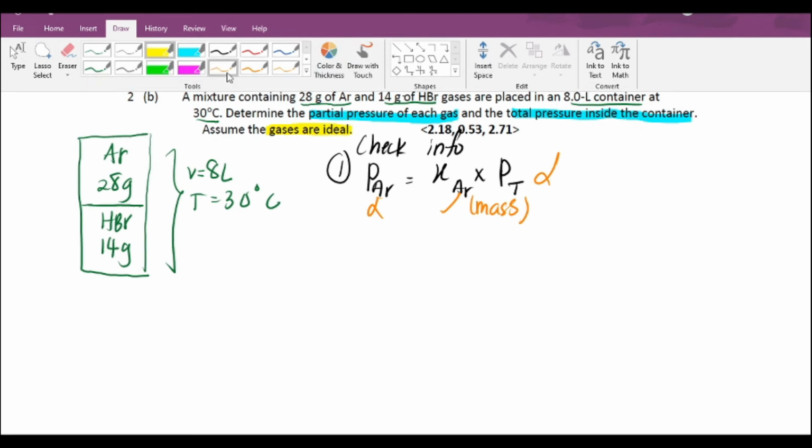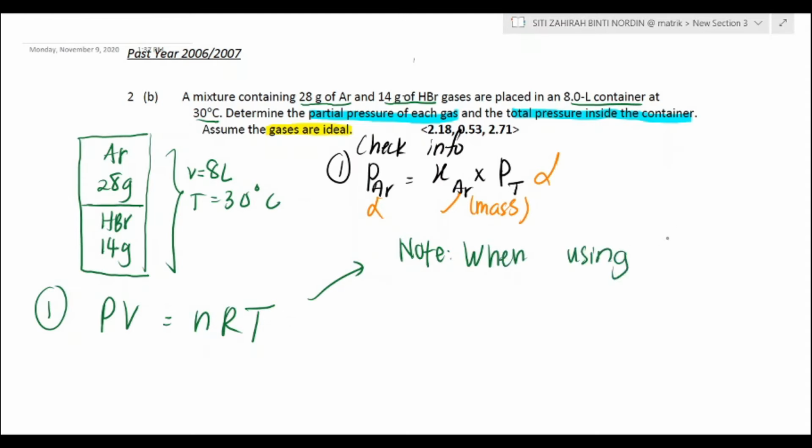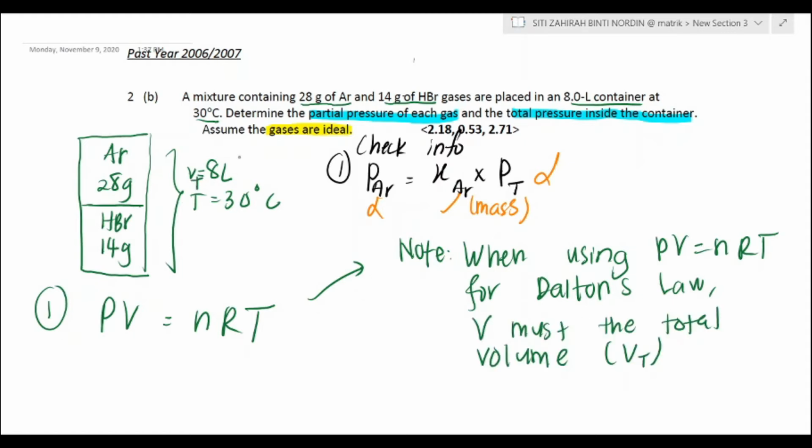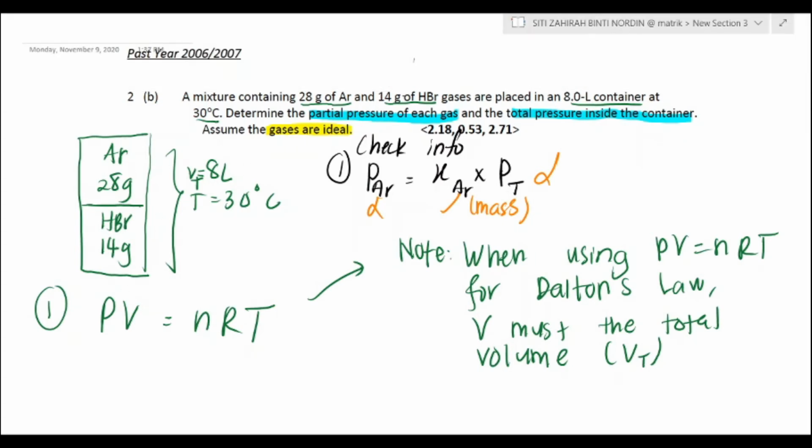This is our main point, because we need to understand that we've got to use the formula PV equals nRT. Make a note: if we want to use PV equals nRT in Dalton's law equation, then your volume must be the total volume, which we've got already, 8 liters. Remember that we've got both of the gases in a container. We want to find the partial pressure of each gas, so rearrange your equation. PAr would be mole of Ar times R, the gas constant, times T, the temperature, over volume. Remember that volume must be total volume.